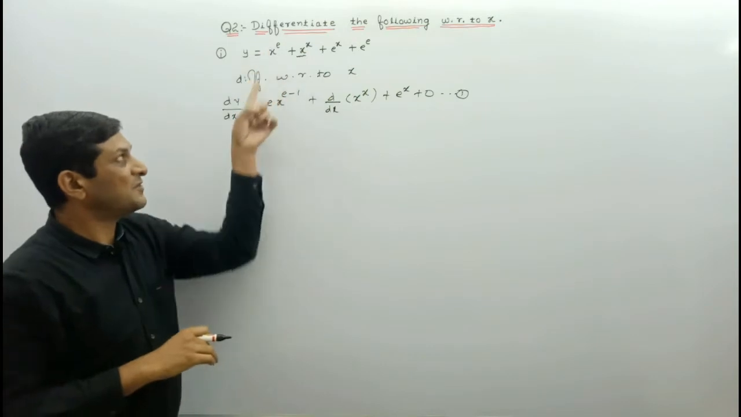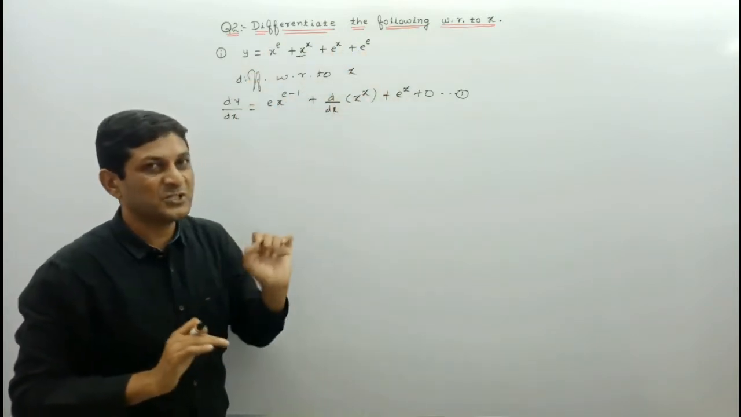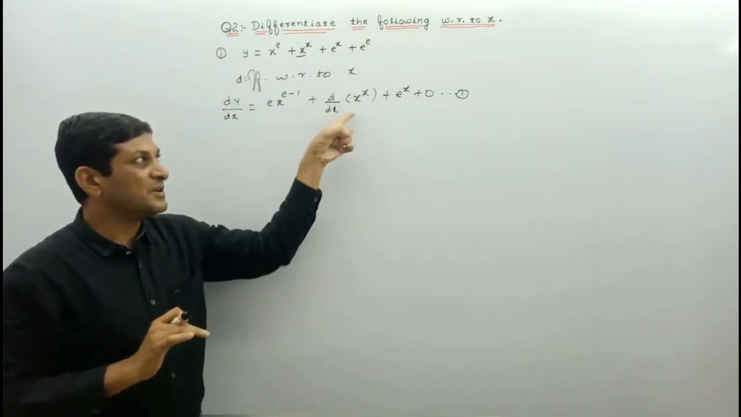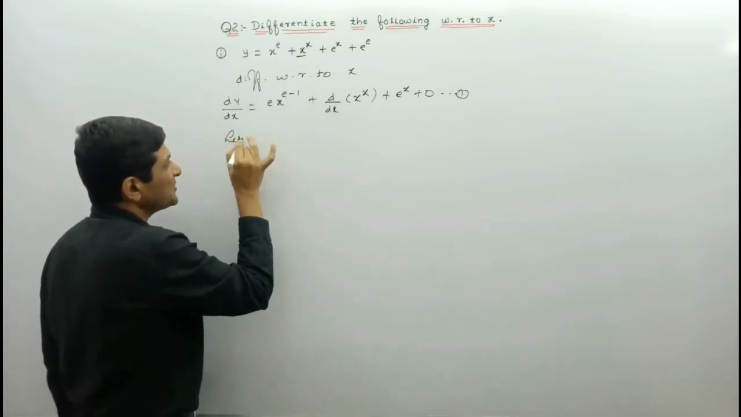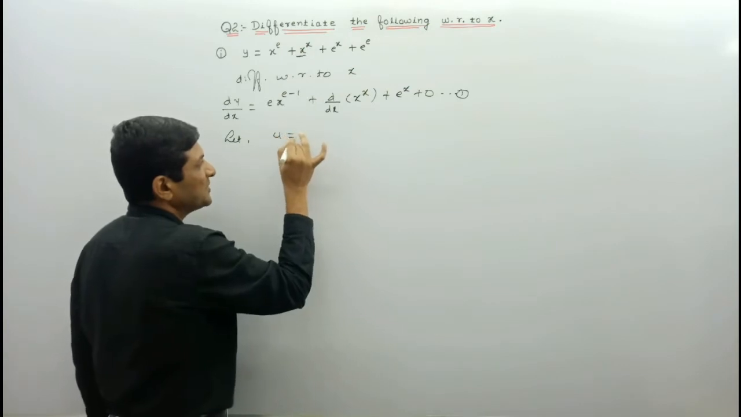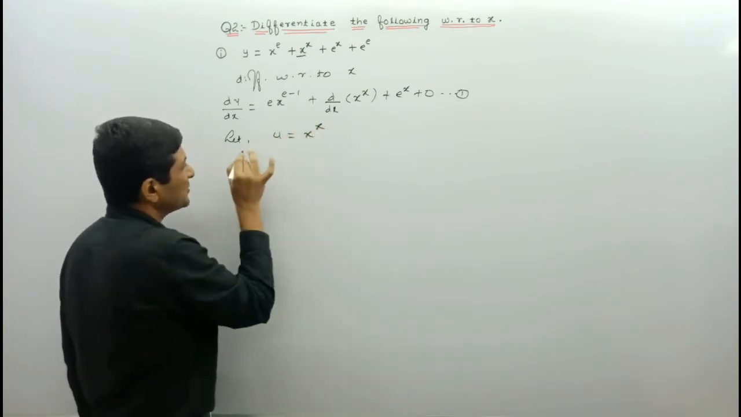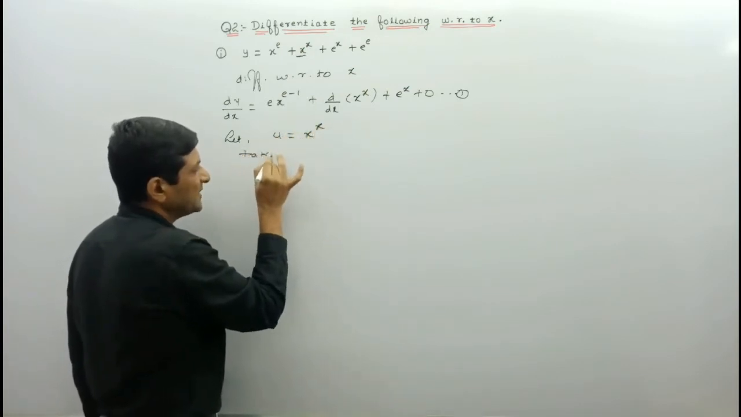Now the differentiation of the first, third and fourth term is known to us. Now we are trying to find the differentiation of what? x raised to power x. So let us denote x raised to power x by u. Let u is equal to x raised to power x. So taking log on both sides, let us see what we'll get.